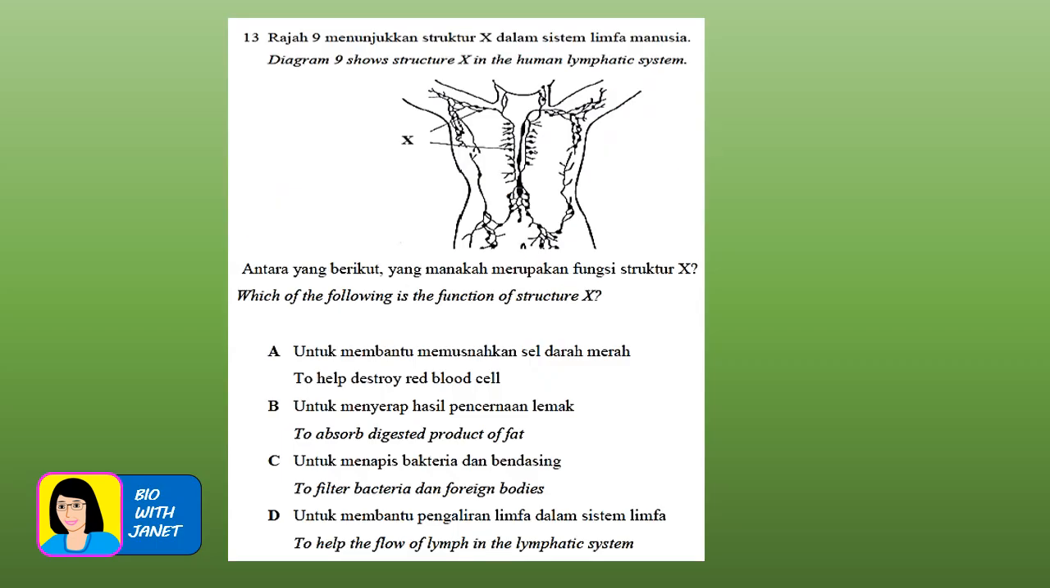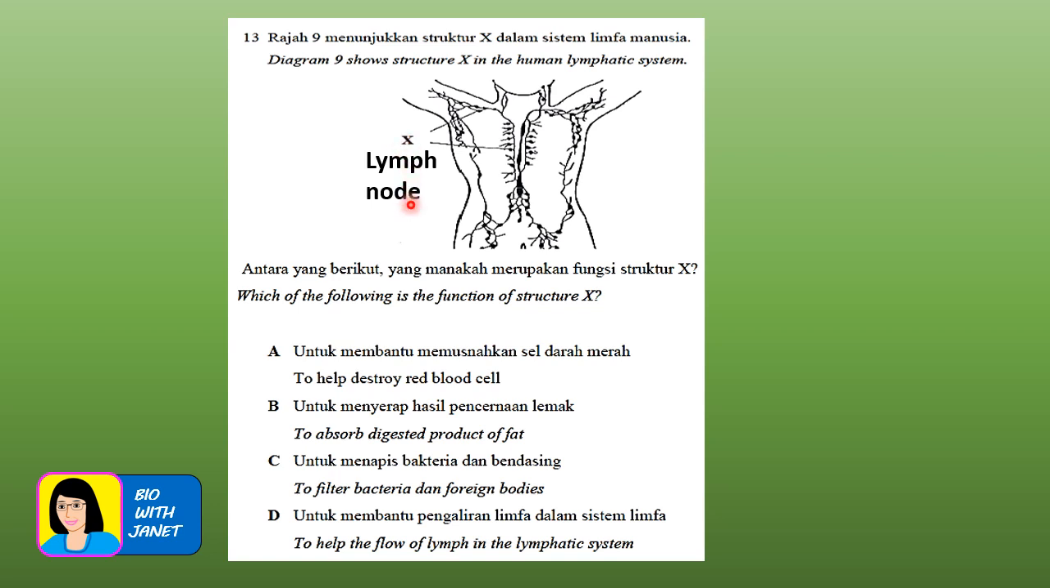Question 13. Diagram 9 shows structure X in the human lymphatic system. Which of the following is the function of structure X? Okay. So we have to identify what X is. So it's all these round little nodules found in the lymphatic system. So what is X? Yes, X are the lymph nodes. Okay, X are lymph nodes.